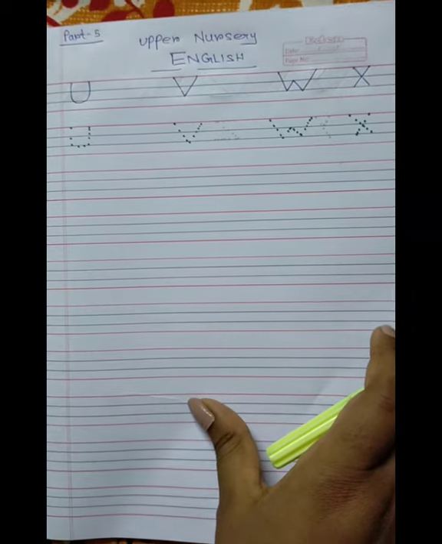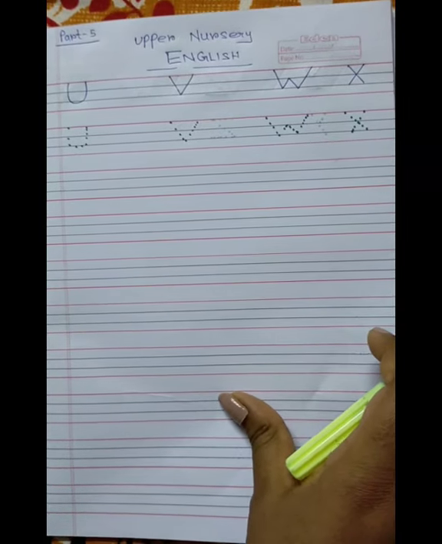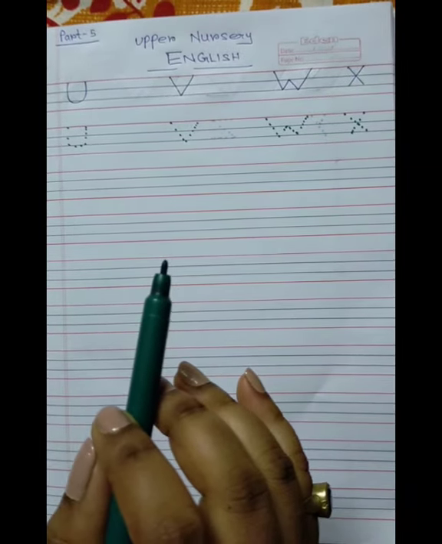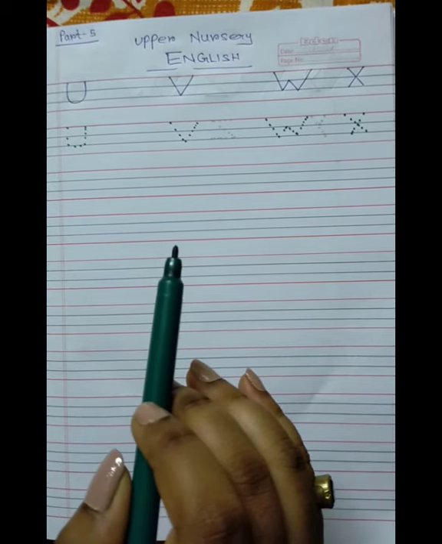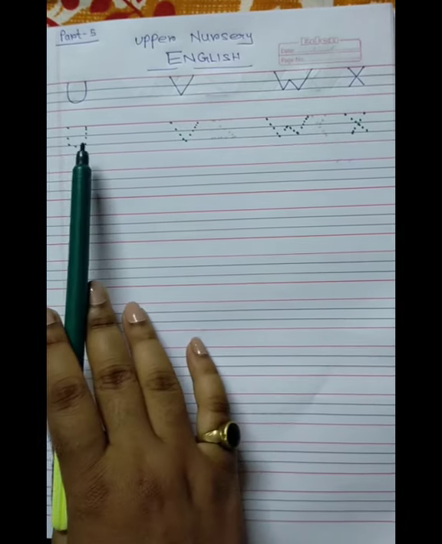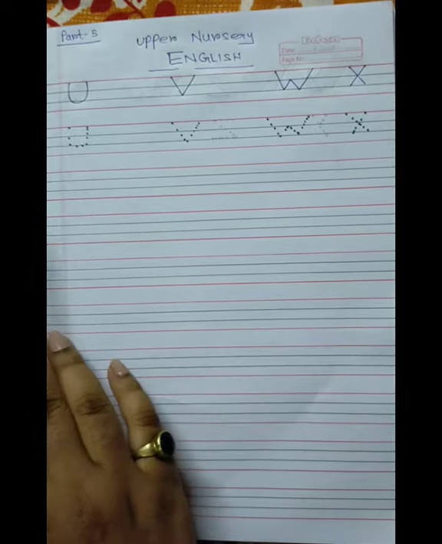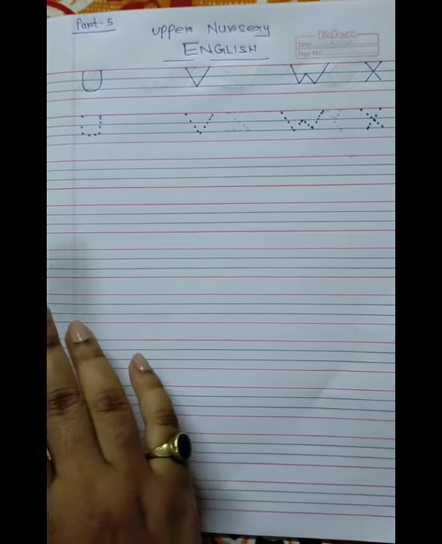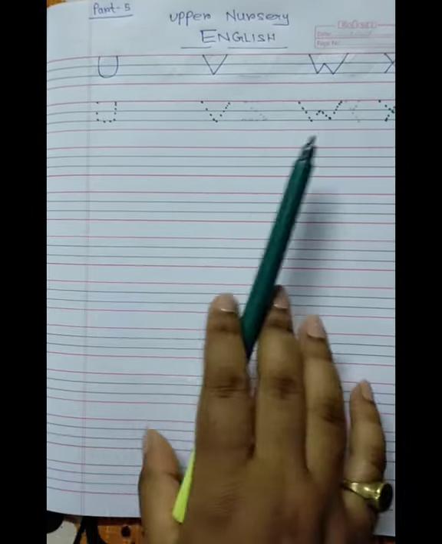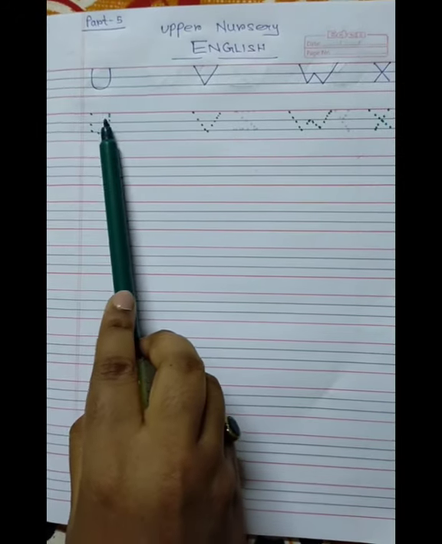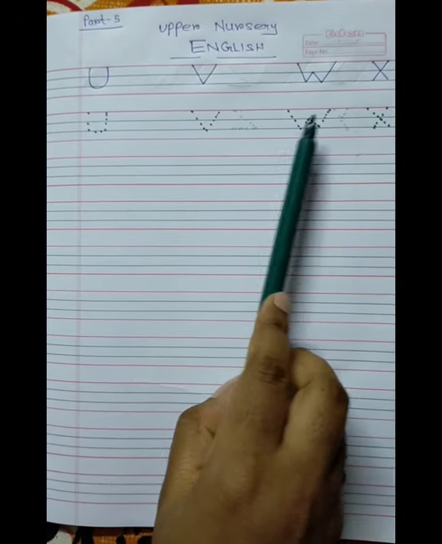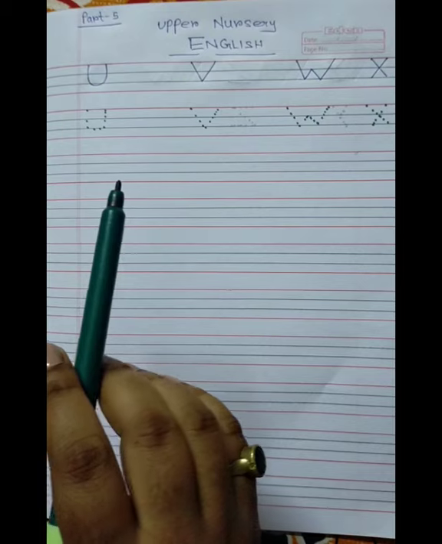First of all, as I always tell you, open the copy and hold the pencil like this. So let me start the class. As I have already shown how to write all the alphabets, today also I will show you how to write U, V, W, X, Y and Z.